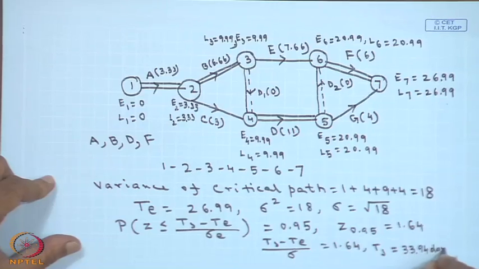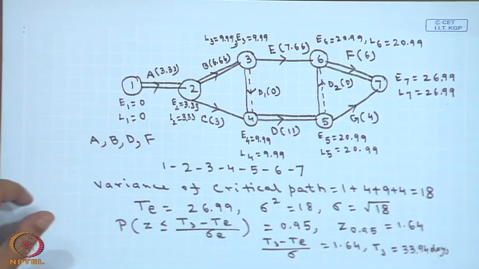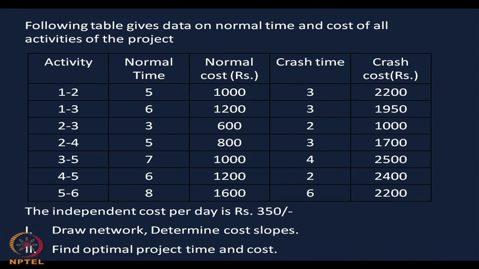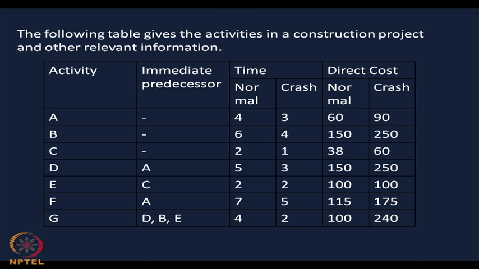So, I have 95% confidence that the project will be completed in 33.94 days, although the expected project completion time is 26.99 days only. So, I think from the problem it is quite clear how we are proceeding. So, let us take the second problem, first let me see this one, where the cost slope is there, in the following table.